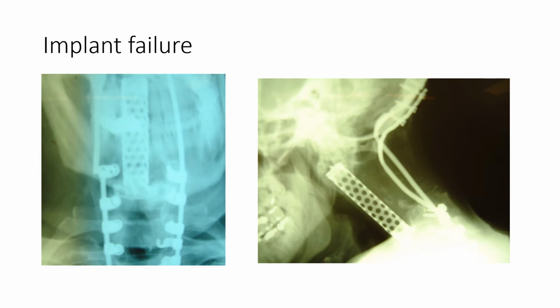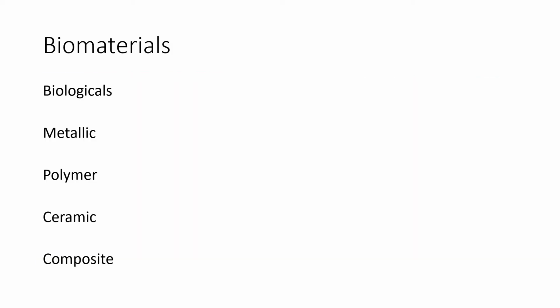Implant failure occurs either because of use of an inadequate implant or because of excess loading and a failure of fusion to occur. There are many different biomaterials that we use in surgery. There may be biological materials such as heart valves. We most commonly use metal, particularly stainless steel and titanium, in trauma work and reconstruction. And in the spine, we'll sometimes use polymers, ceramics, or even composites.